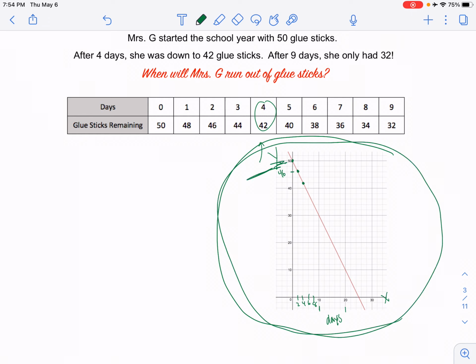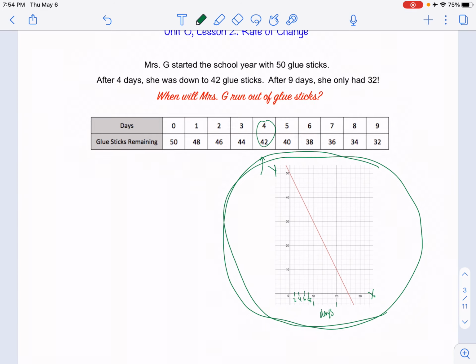I'm starting up at 50. I'm losing glue sticks, so my line shows a negative movement there, going down. It goes down.